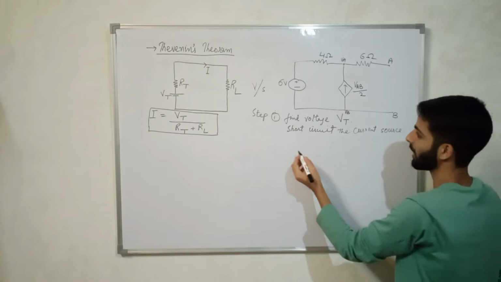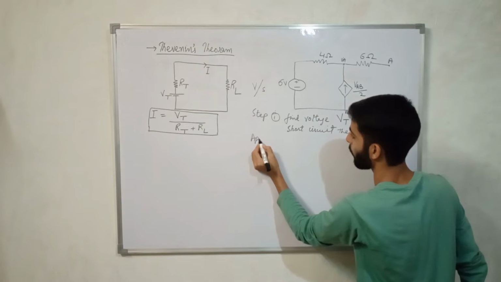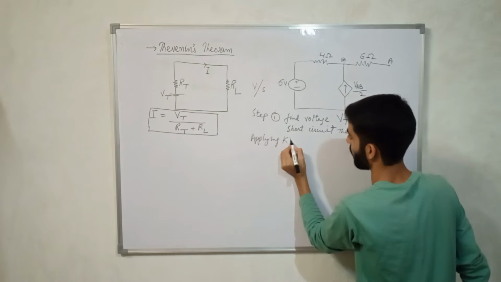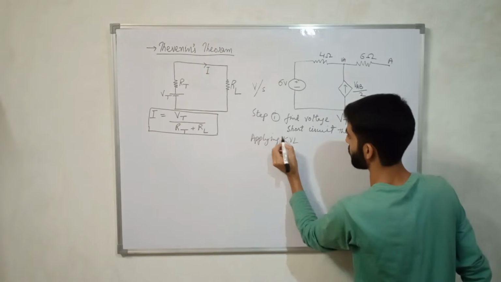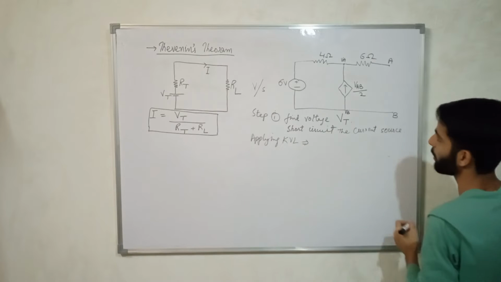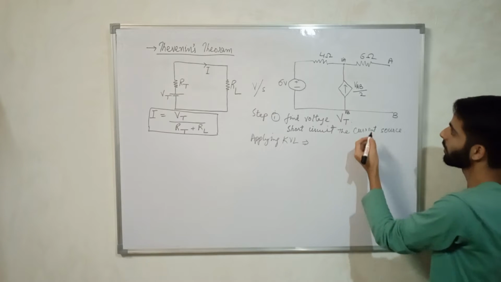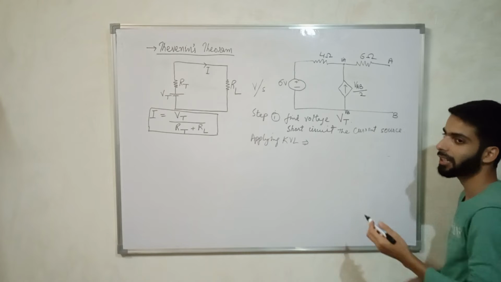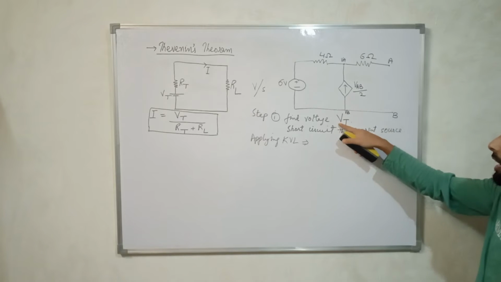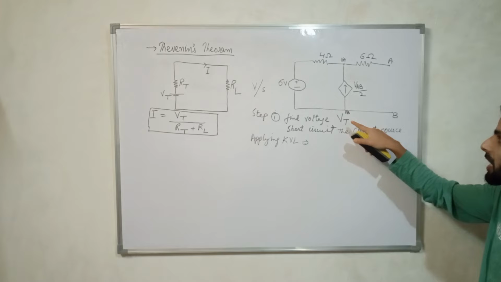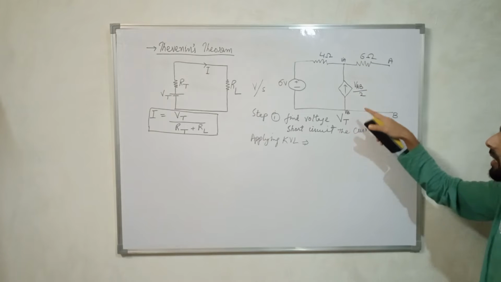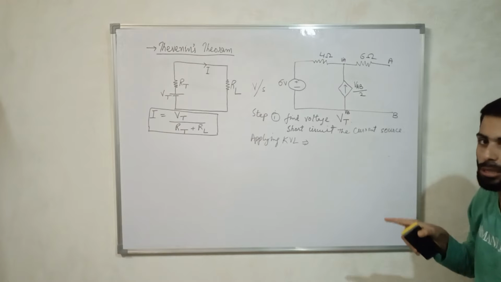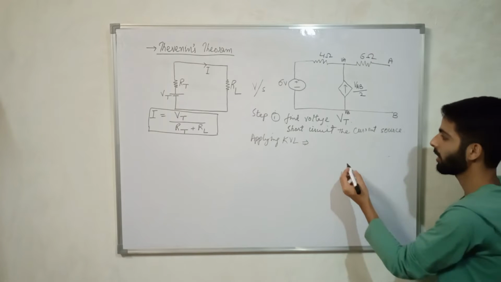Okay, so let us apply KVL. Applying KVL, what will happen? We have to find VT or VAB. That VT, Thevenin's voltage, will be VAB, the difference between the potential of this point and the potential of this point, that is VAB.